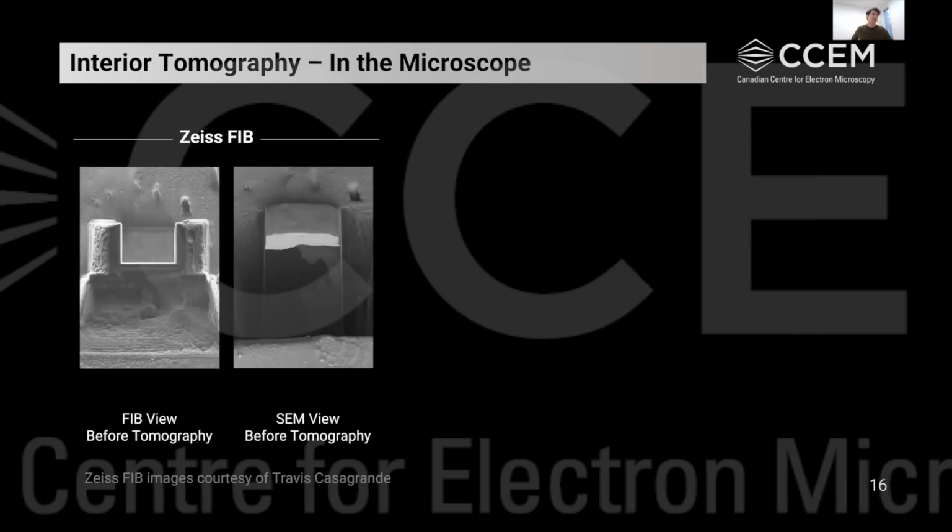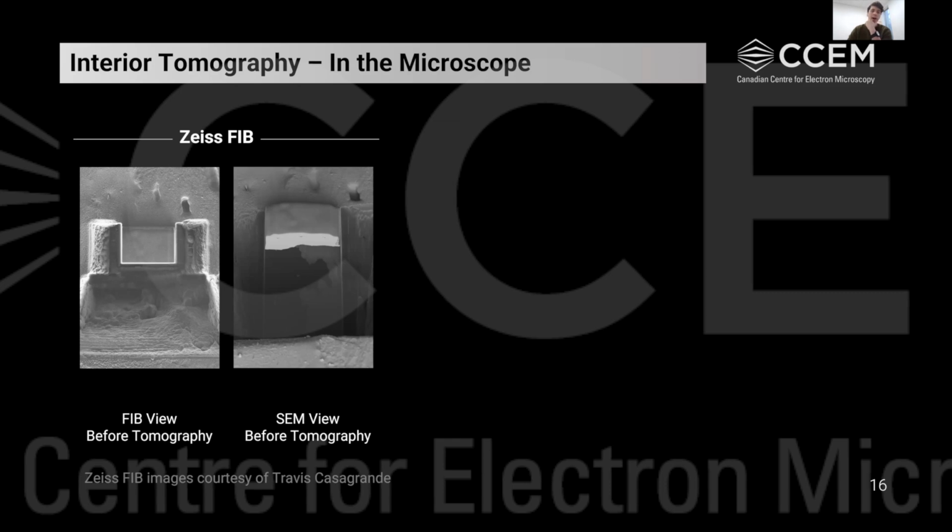And what does this look like in the microscope? So on one of our Zeiss FIBs, for instance, this is an ROI, a region of interest, that's set up in the two views.